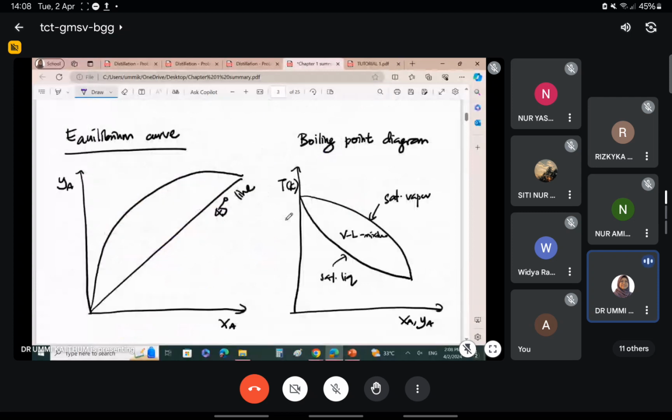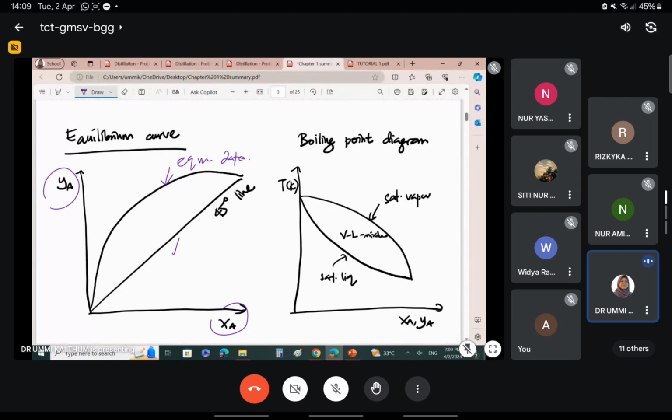Okay, so this is an equilibrium curve. Equilibrium curve is plot YA versus XA. Okay, I have 45 degree line here and the equilibrium data. Okay, equilibrium data. Biasanya ada dalam appendix ataupun given. Right? Okay.